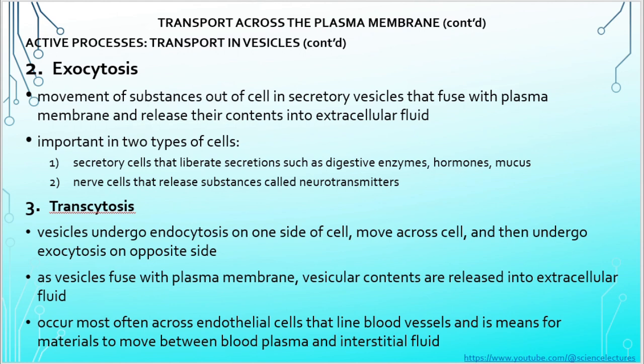Transcytosis occurs most often across the endothelial cells that line blood vessels and is a means for materials to move between the blood plasma and the interstitial fluids. A particular example is when a woman is pregnant. Some of her antibodies cross the placenta into the fetal circulation via transcytosis.